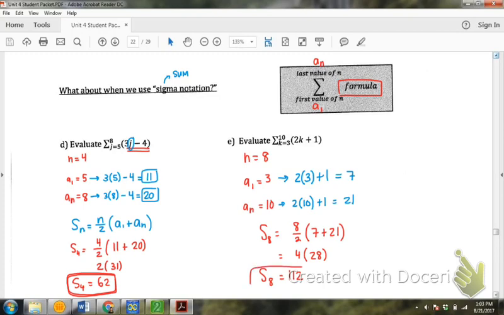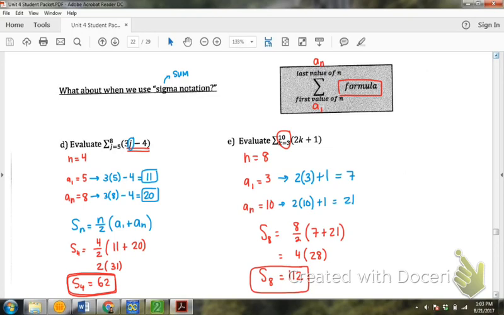Okay. Any questions about that one? What do you do with the what? 8. Okay, so remember you do 10 minus 3, right? Which is 7, but then you have to add 1 back in, right? Because if you were to count on your fingers, 3, 4, 5, 6, 7, 8, 9, 10, you'd get 8 terms. Okay. All right, so the process is the same as long as you have a sigma. Once you have a sigma, though, remember you got to throw it through the formula first and then plug in for your A1 and AN, okay?